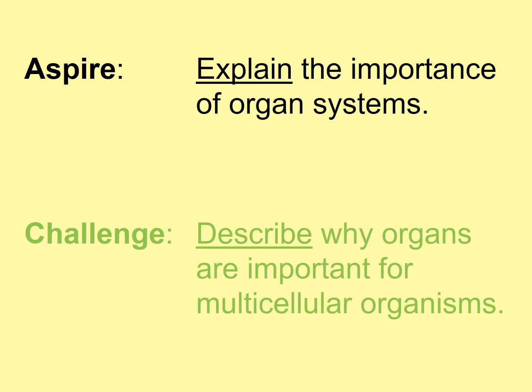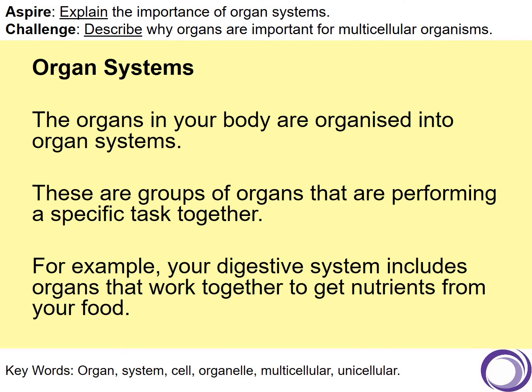Okay, so that is why organs are important. They work together to keep the body functioning. So we've also got to look at these two things, so the organ systems. This isn't any more difficult. The organs in your body will organize themselves into organ systems. So they are groups of organs that are performing a specific task for the body.